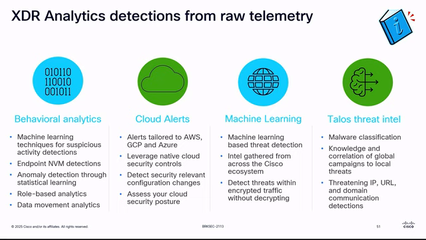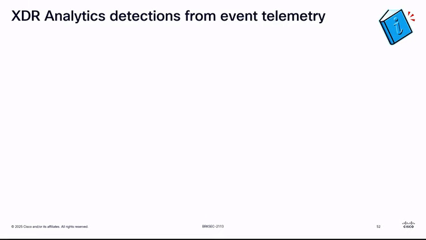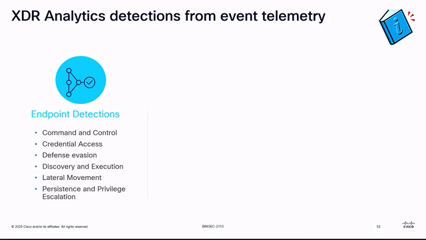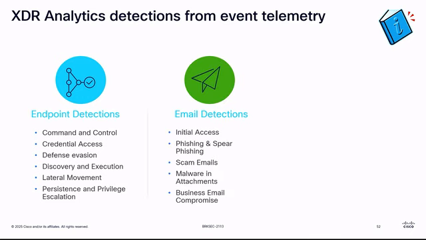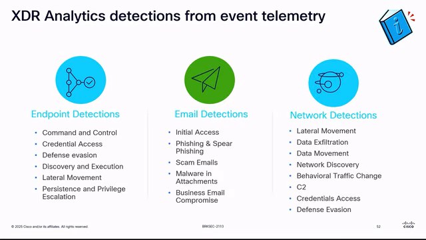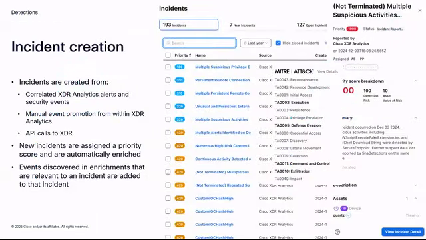We are bringing all of that telemetry in terms of raw telemetry. This is where we have been using AI/ML for decades. There are a lot of different types of detections and algorithms that we are running. And then from event telemetry, as I mentioned, we are bringing endpoint detections, email detections, network detections, and now we are working on bringing identity detections as well. So that's a very quick recap of what we have already covered.